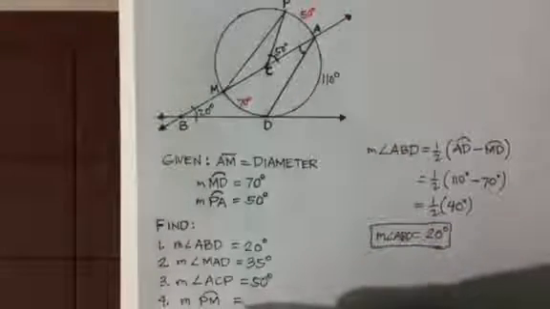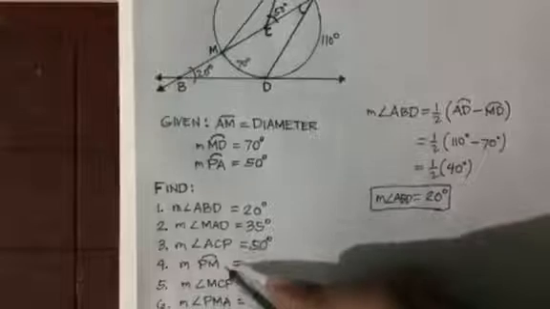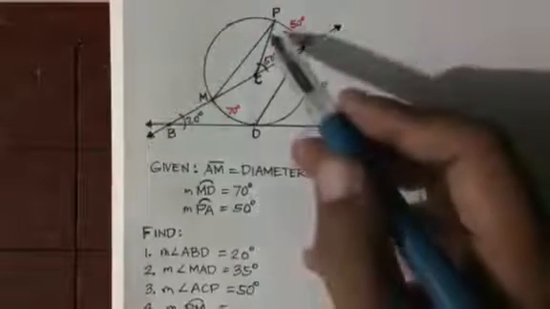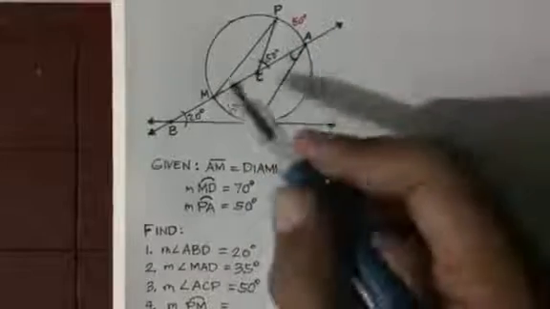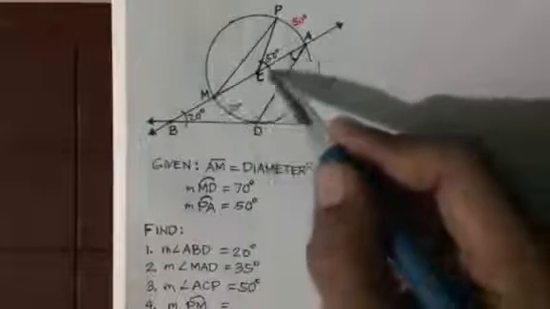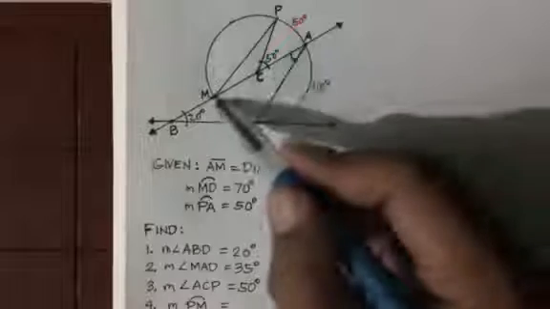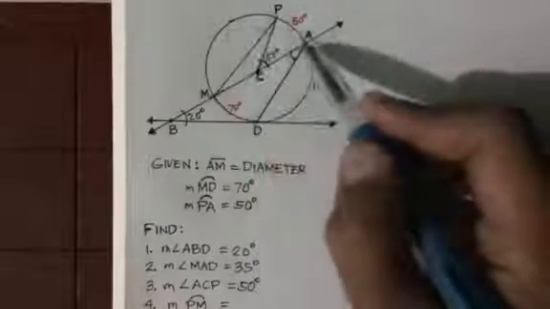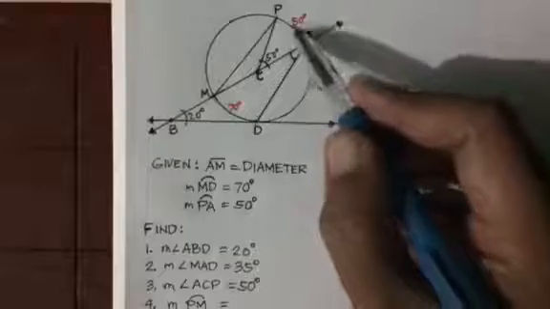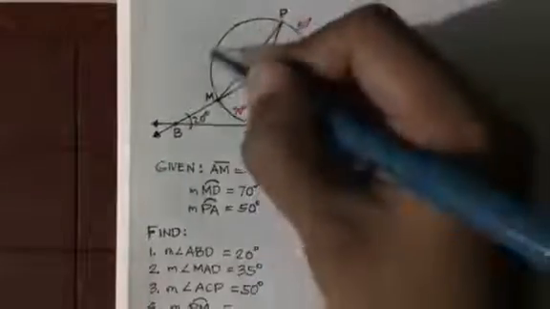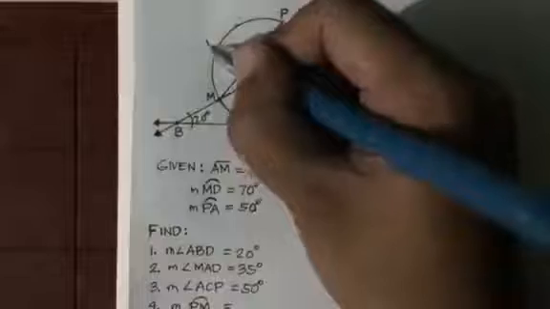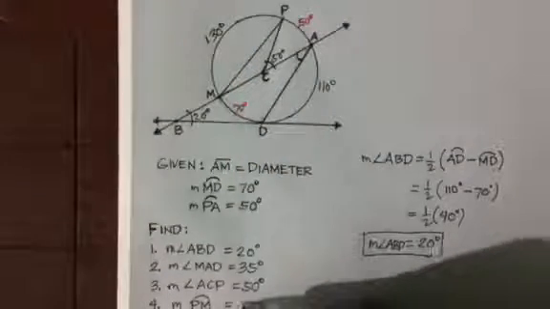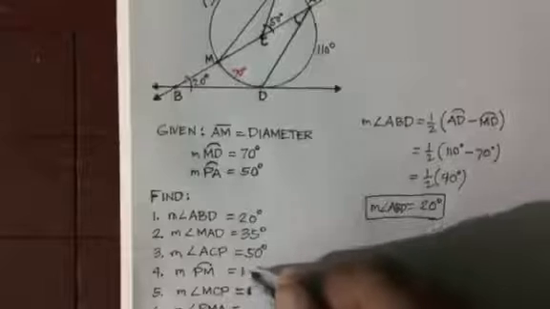Next, the measure of arc PM. This is arc PM in the illustration. On the other side of the diameter, we have diameter MA, or AM, so this is a semicircle. That is 180 degrees minus 50, and the answer is 130 degrees. So the measure of arc PM is 130 degrees.